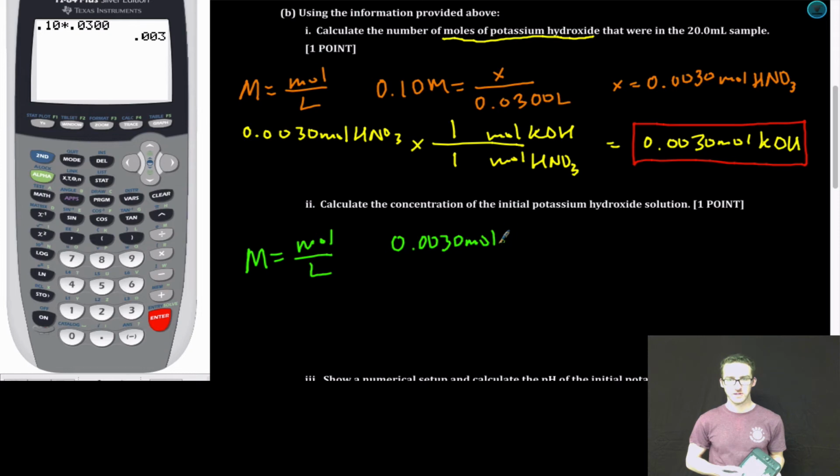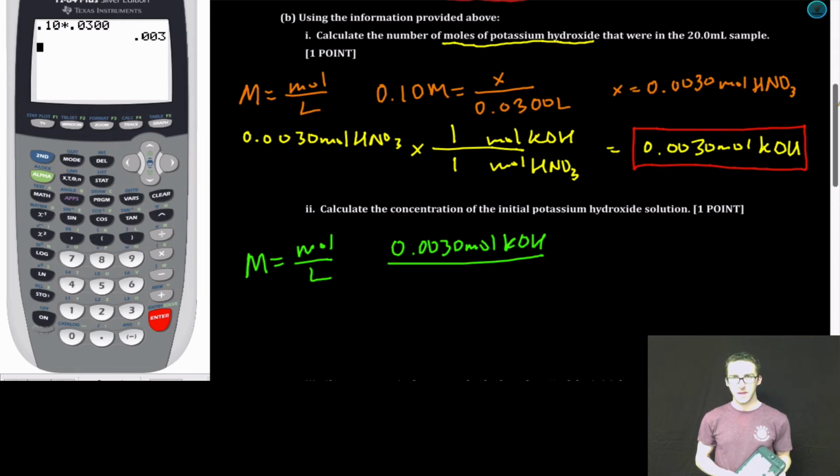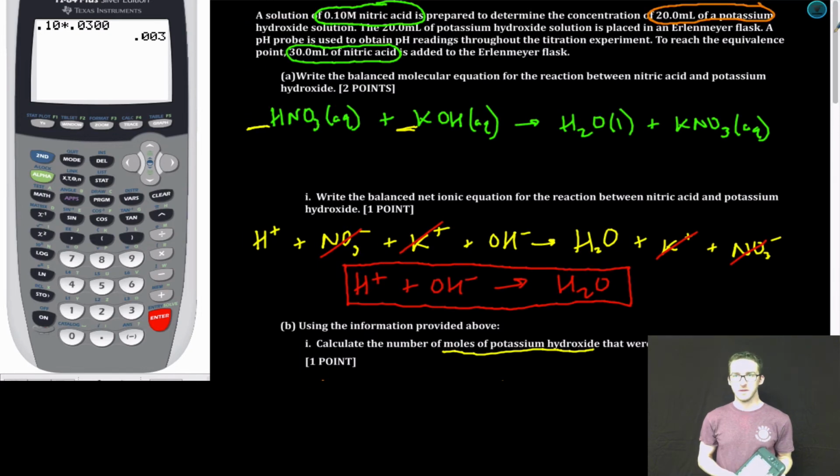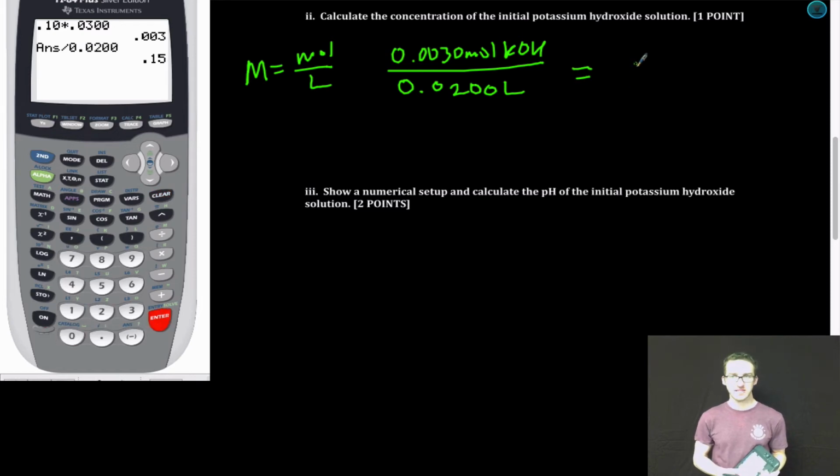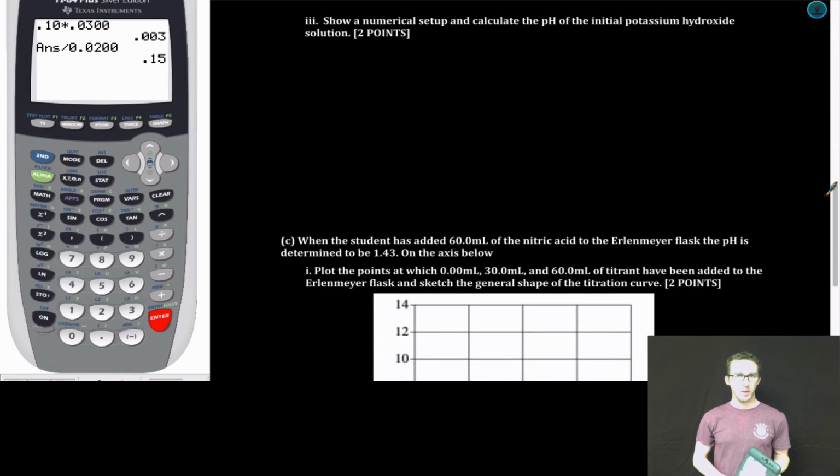0.0030 moles potassium hydroxide. Head back up to the information provided in the question prompt and recall that that number of moles was originally in 20.0 milliliters, or 0.0200 liters. Quick jump to my calculator. The original concentration of the potassium hydroxide solution, 0.15 molar. Boom.